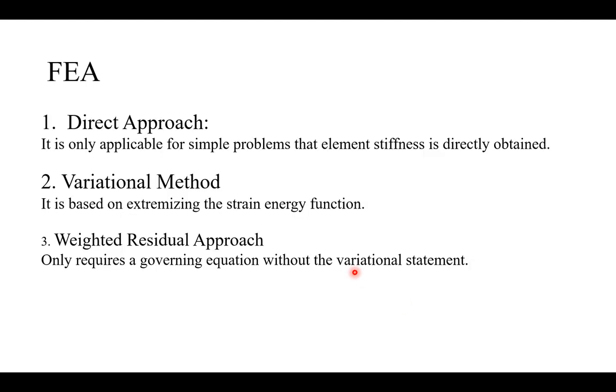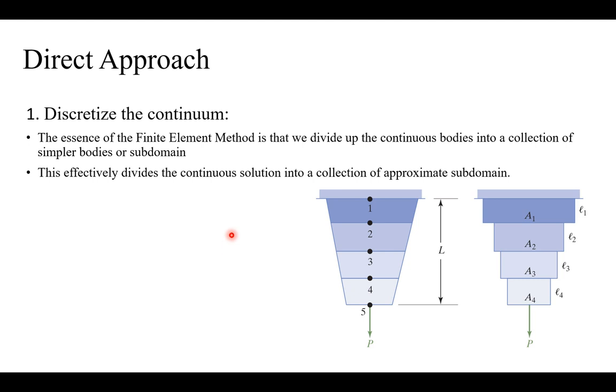We use three methods for finite element. The first one is the direct approach, where we can directly find the stiffness matrix for our model. It's applicable for simple geometry such as bar trusses. The second approach is variational methods, which we use to minimize the strain energy to get the stiffness matrix. And the third approach is the weighted residual approach, where we develop our finite element formulation by only working with the governing equation. So first we are going to talk about the direct approach.